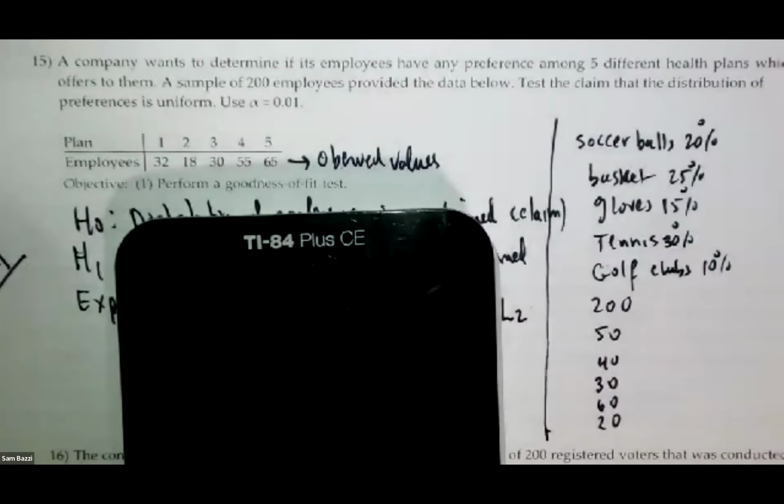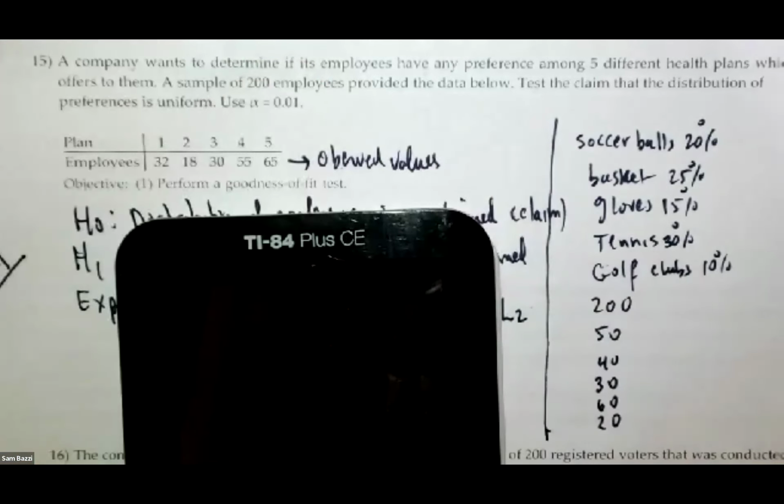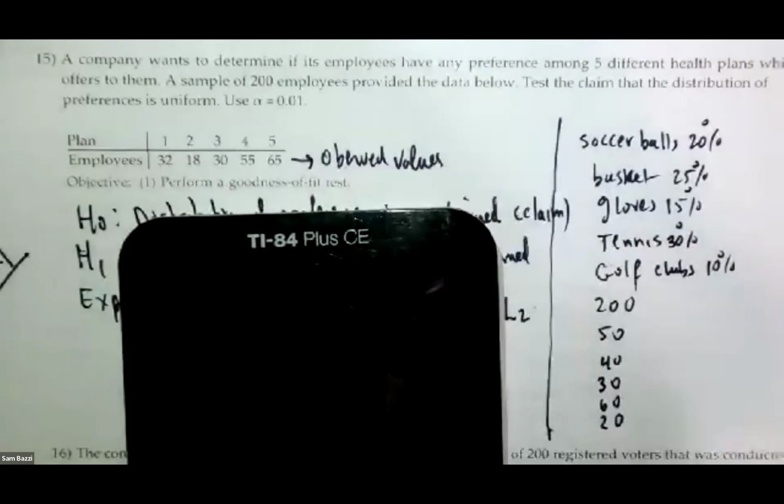So anytime, guys, he says uniform, test if the distribution is uniform or not, he's not going to give you percentages. He's going to assume this is what you're going to do. You're going to take the total and divide it by the number of categories, and then you will get all the expected values. They will be all the same. If you have 8 of those, you divide 200 by 8. If you have 10 of those, you just divide by 10. So that's how it works.